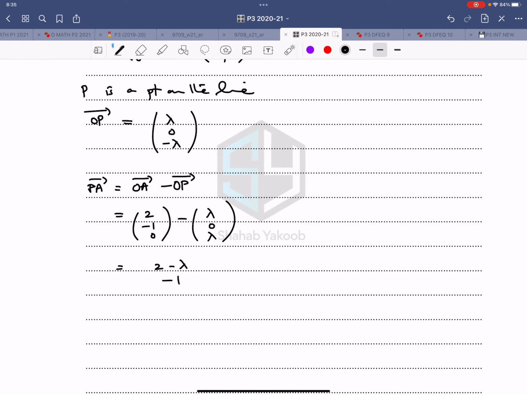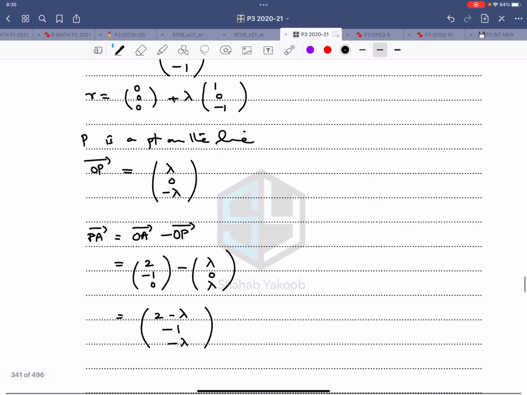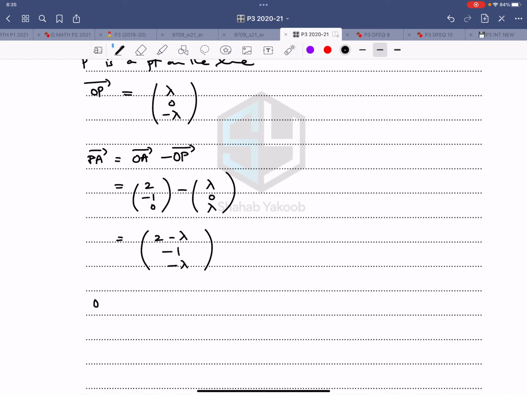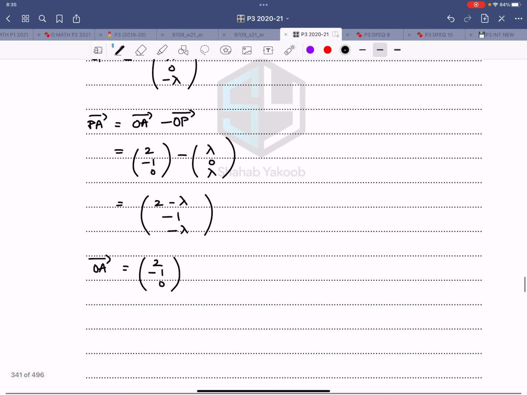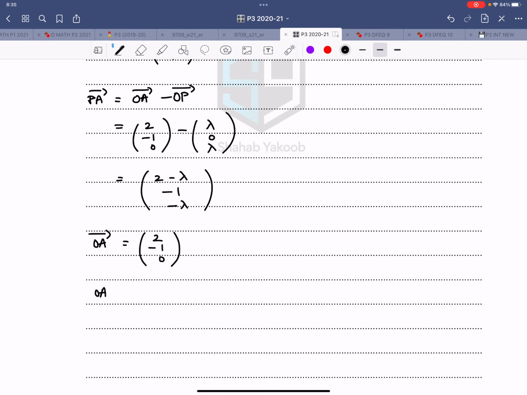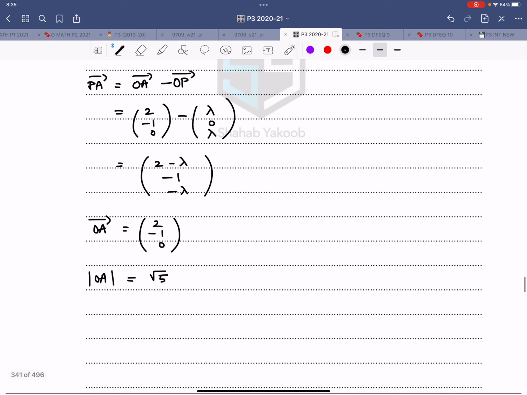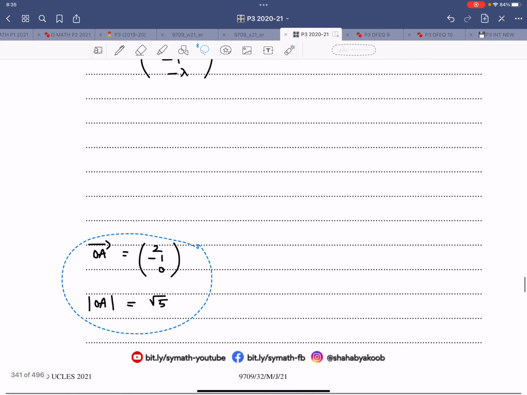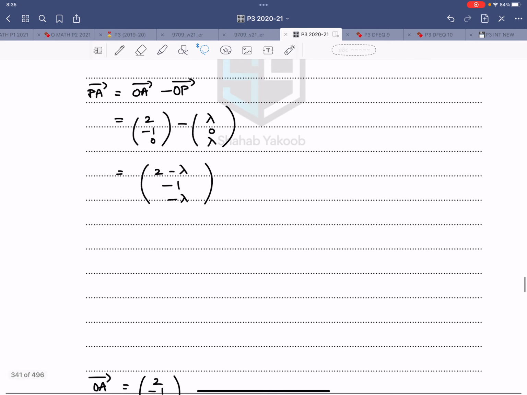This is PA. And PA is to OA is root 7 is to 1. What is OA? OA you already know, that is (2, -1, 0). What is the magnitude of OA? Magnitude of OA was found earlier, that is root 5. And let me also do one more thing. Let me shift it down and write the magnitude of PA, because I'll be needing this. So magnitude of PA is (2 minus lambda) squared, and (-1) squared, and (negative lambda) squared.